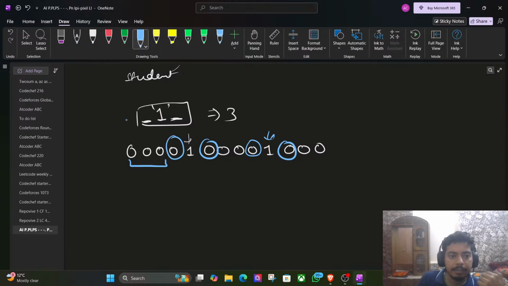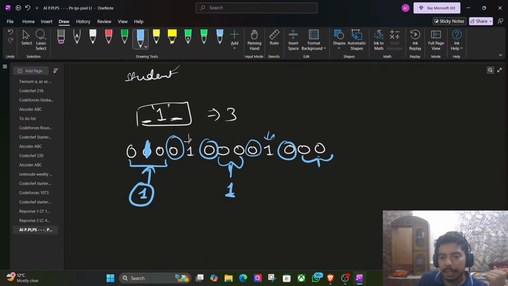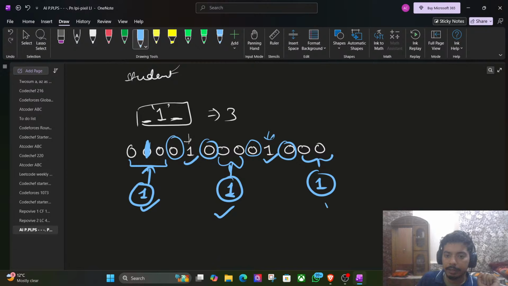I have just declared that a single student can cover a total of 3 seats: one on the left, one which it is currently sitting on, and one on the right. This problem is B of div 2. So a single student can cover 3 seats, so these 3 seats can be covered by a single student, and I will place it here. Then there are 2 seats available here, so I have to place one more student here. I can place one here, and here 2 seats are remaining, so I will place one more student here. So what is the total number of students placed in this row? 1, 2, 3, 4, and 5. So the answer is 5.